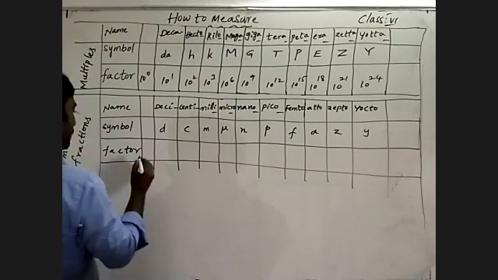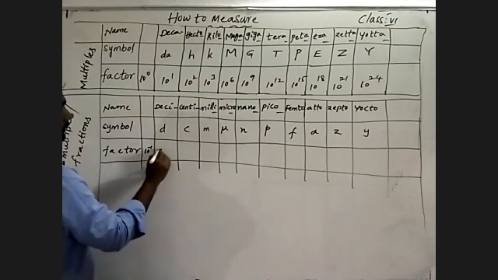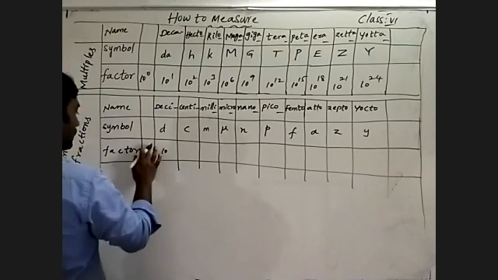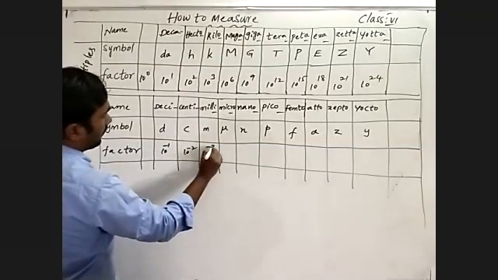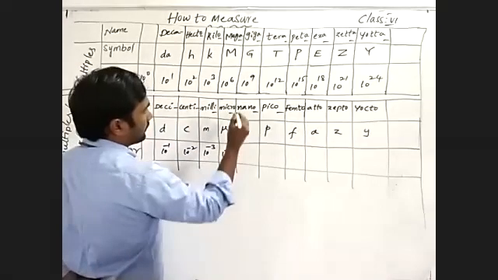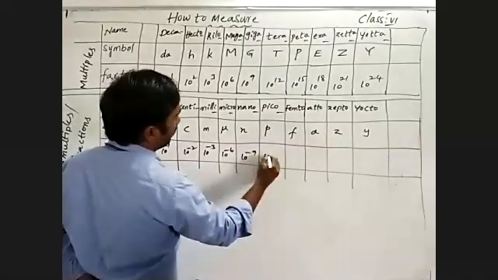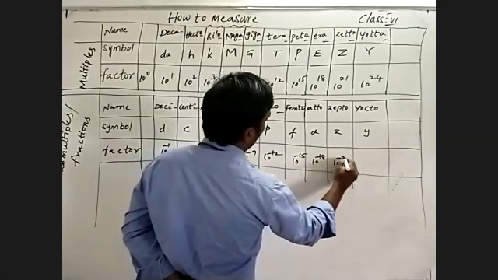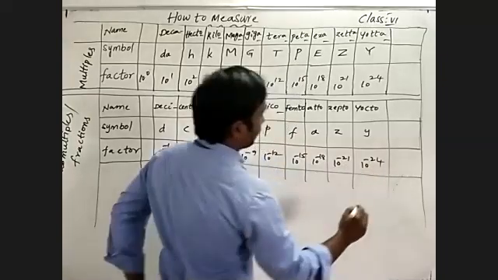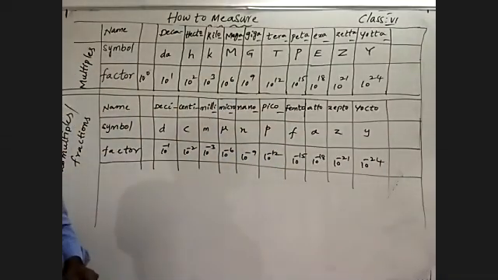You have to write the factors for that. So it goes 10 to the power minus 1, then 10 to the power minus 2, 10 to the power minus 3, 10 to the power minus 6, 10 to the power minus 9, 10 to the power minus 12, 10 to the power minus 15, 10 to the power minus 18, 10 to the power minus 21, 10 to the power minus 24. This is the opposite of multiples to factors, that is, submultiples. Whatever the combination, we can convert easily.